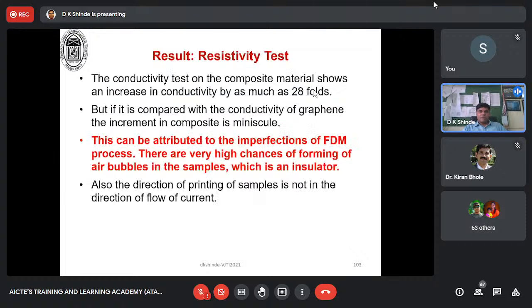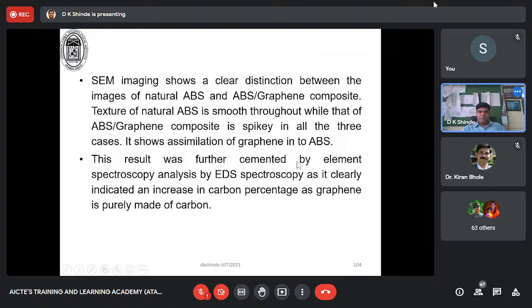So this is how the imperfections show up at different voltages. The FDM process may have some pockets or voids, which may act as insulators and cause variation in the conductivity, and those voids also play an important role.